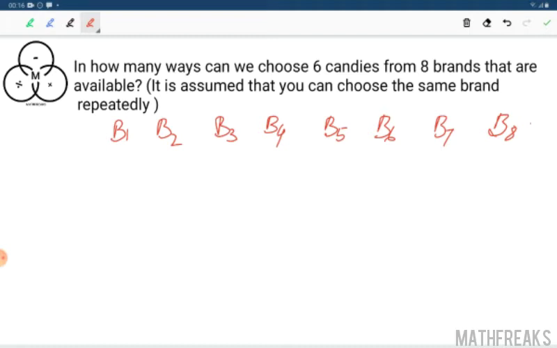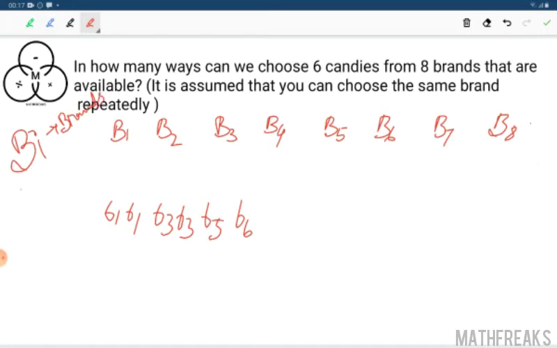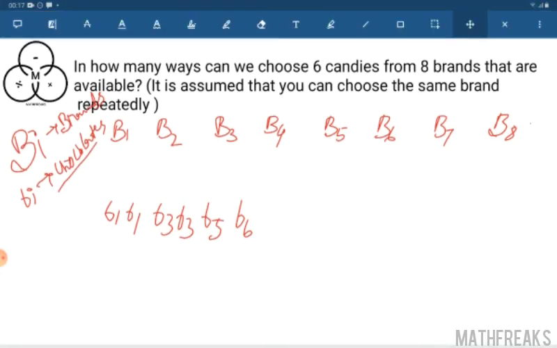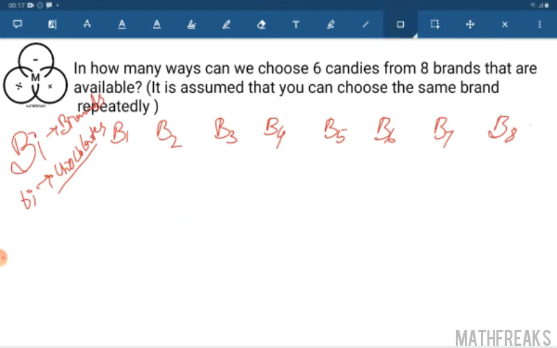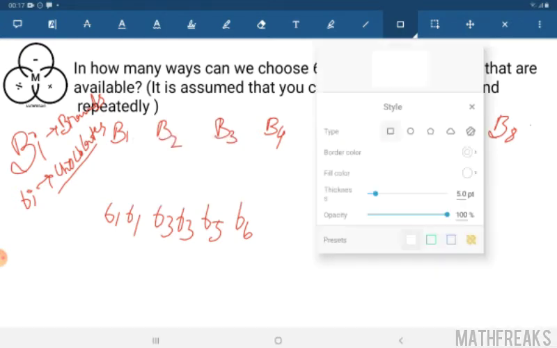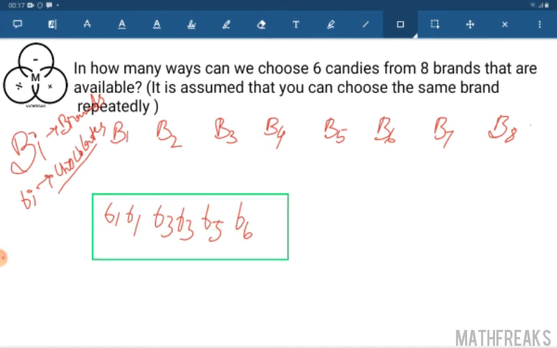Suppose small b denotes chocolate. B1, B1, B3, B3, 6 chocolates here, 6 candies. B5, B6. 1, 2, 3, 4, 5, 6. Okay, so this is my choice. In one hand, this capital B indicates brands, and this small b indicates chocolates of the respective brands. So let me consider that this is one of my typical choices. There can be a lot of such choices, but this is one of my typical choices.